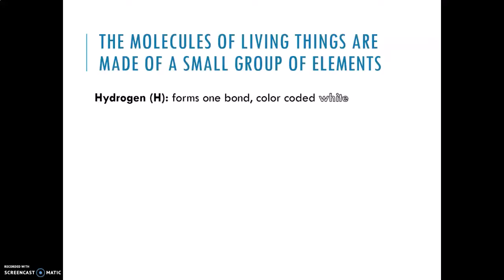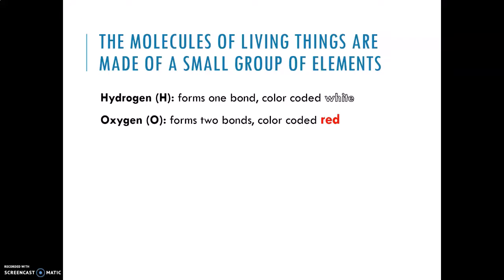So when we talk about other elements that are found in living things, I've already mentioned hydrogen. Hydrogen is a really small atom. As an element, it only has one proton, and that means it only has one electron, and so it forms a single bond when it's in a molecule. Chemists use a specific color coding scheme, and hydrogen is normally color-coded white in this color scheme.